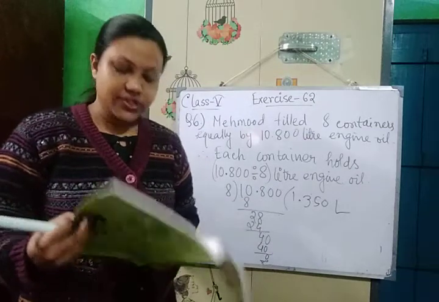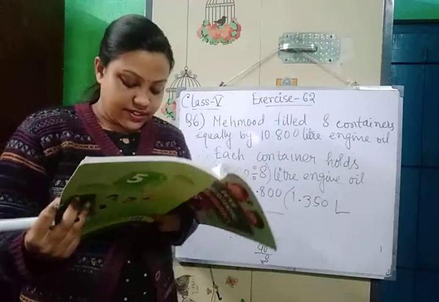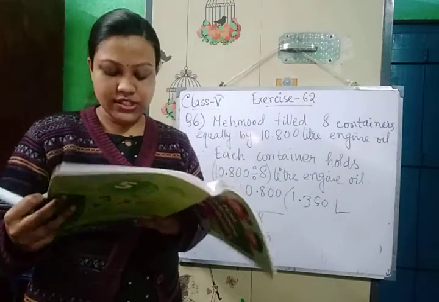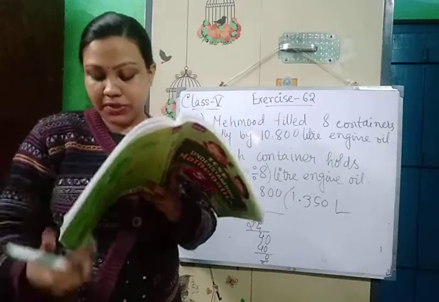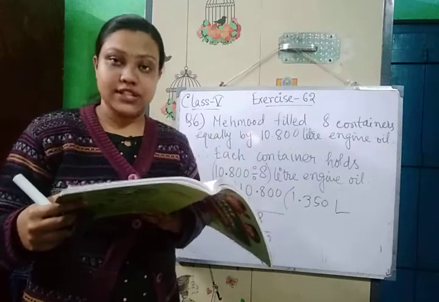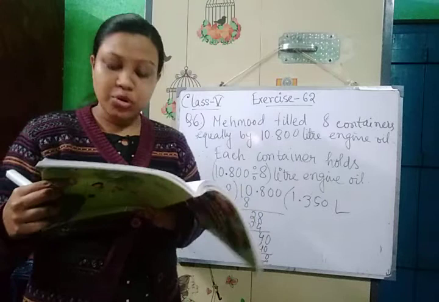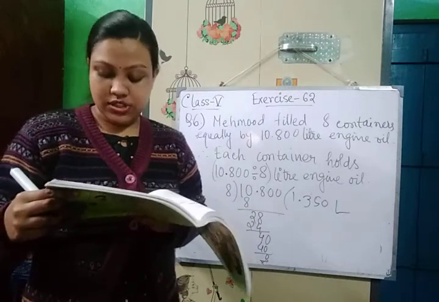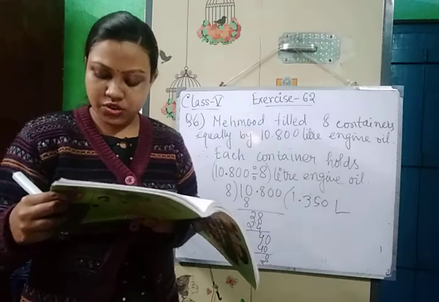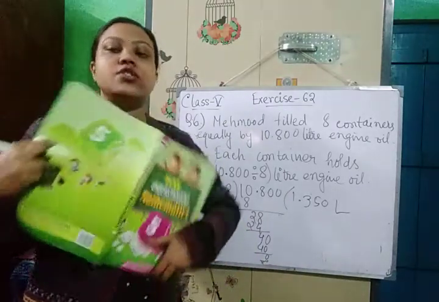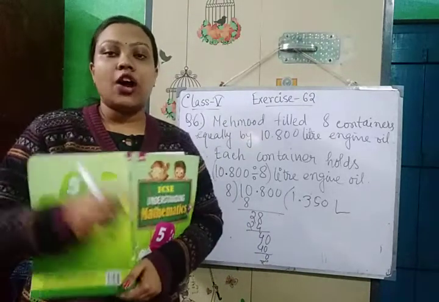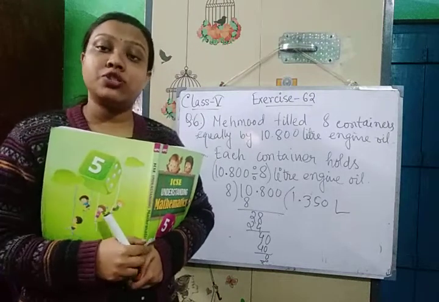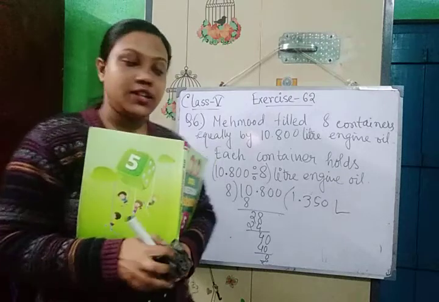Next, I am doing question number 7. Question number 7 is: if 5 bottles hold 6.250 liter Coca-Cola, how much Coca-Cola is in 7 bottles? So first we will find out how much Coca-Cola 1 bottle will hold. Then we will find out how much Coca-Cola 7 bottles will hold. Okay.